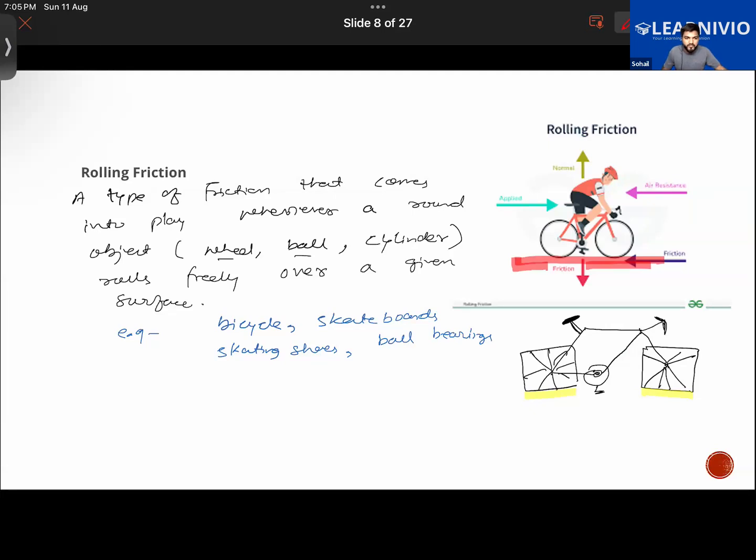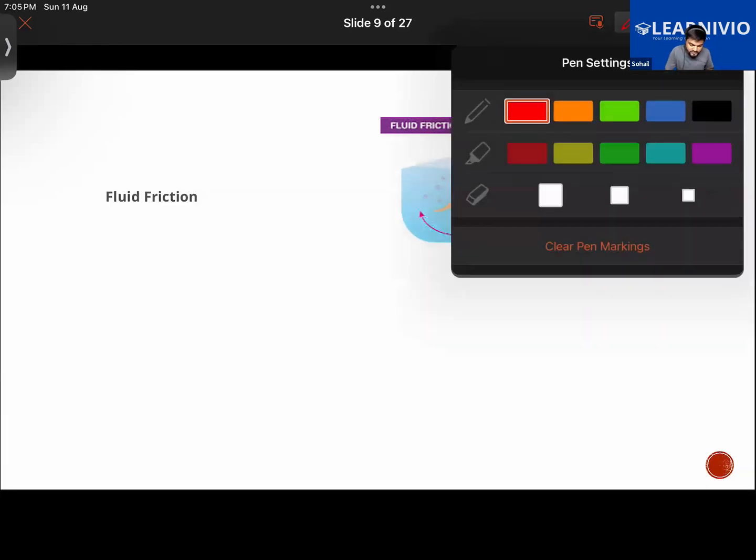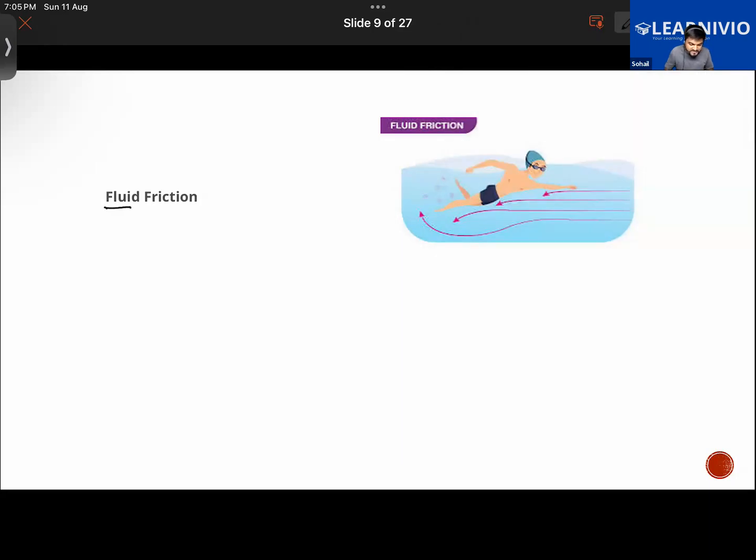Yes. Good. Talking about fluid friction. Whenever an object is moving in a fluid, fluid here refers to both air and water. Keep that in mind. It is not specifically only water, both air and water. So whenever an object is moving in a fluid, like in a water body or in the air, it will also experience some resistance while moving in that medium.